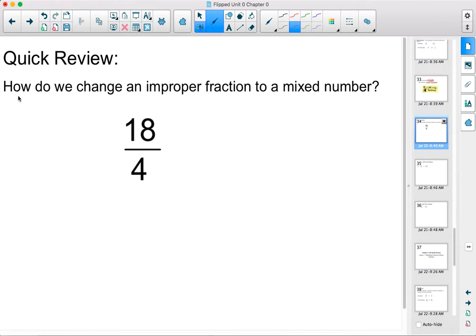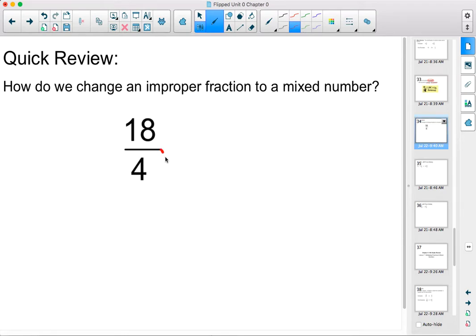First question for us, how do we change an improper fraction to a mixed number? This is not in your notes, so just pay attention. This is a really fast review. It's possible that some of our answers, especially when we are adding, could end up with an improper fraction. And that's not a complete final answer, so we do not want to leave it like that. So we want to talk about how to change a number like this, 18/4, where the numerator is bigger than the denominator. And we want to rewrite that as a mixed number.